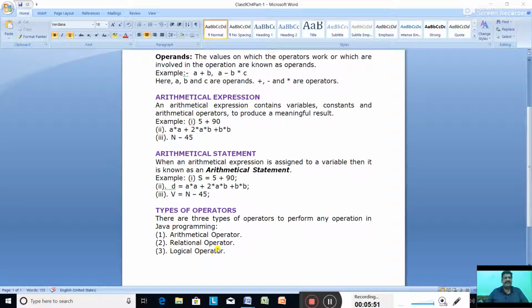Alright. So how many types of operators are there? Three types of operators: arithmetical or mathematical operators, relational operators, and logical operators.